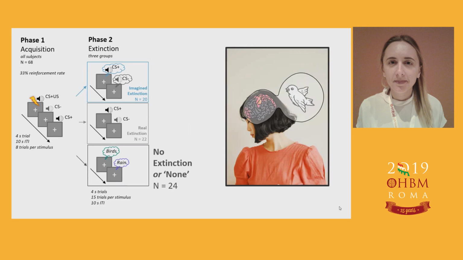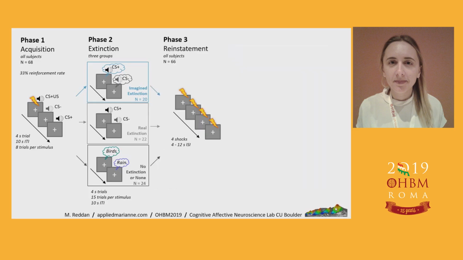And then there's another control group called no extinction or none here, and they're cued to imagine two neutral sounds from nature, either birds singing or rain falling. They imagine them both. And the purpose of this is to control for just the relaxing and internal properties of imagination. Importantly, they're not getting any exposure to the tones here, so they shouldn't be creating any new learning related to the initial paradigm. And then all participants are then re-exposed to shocks in a reinstatement period.